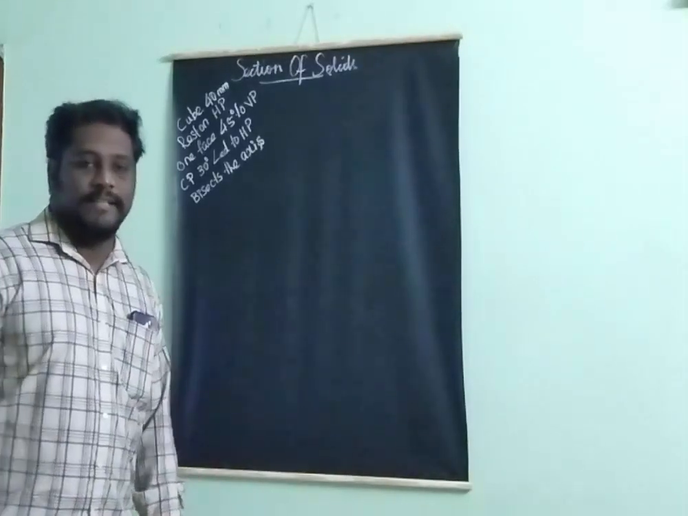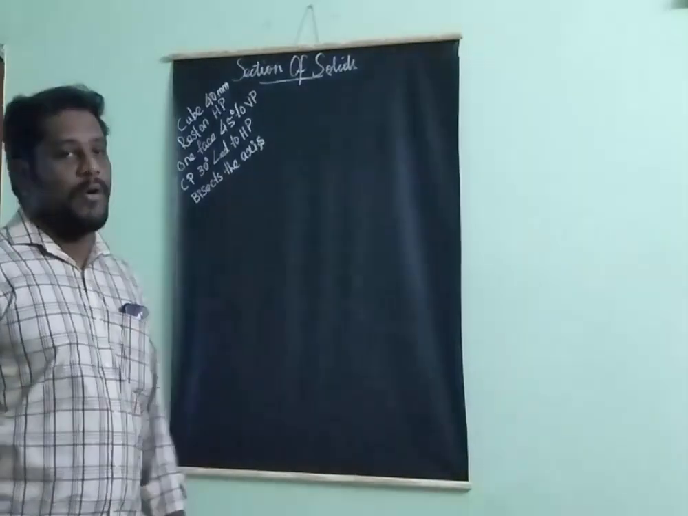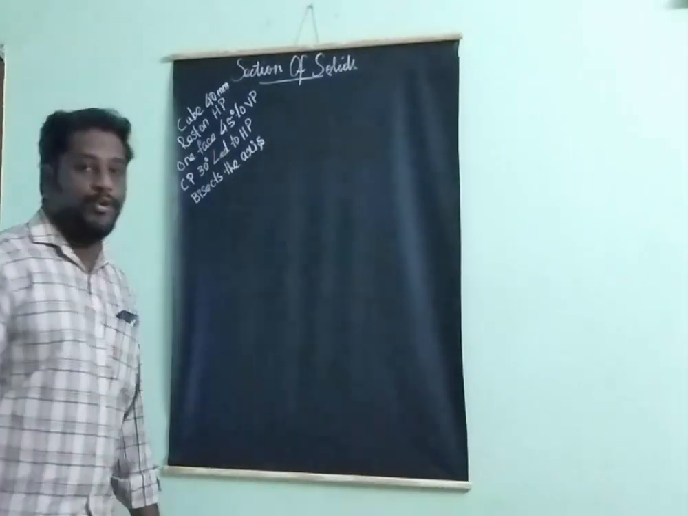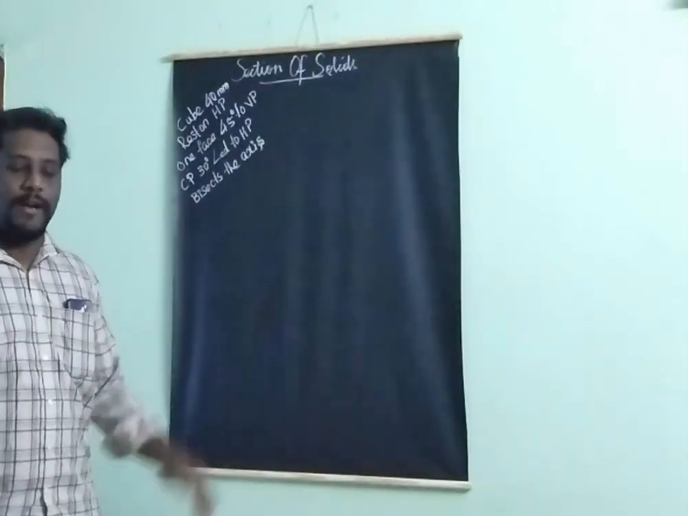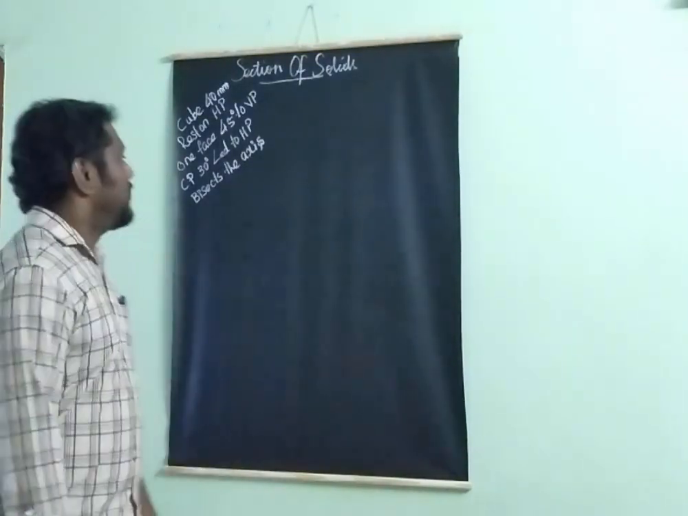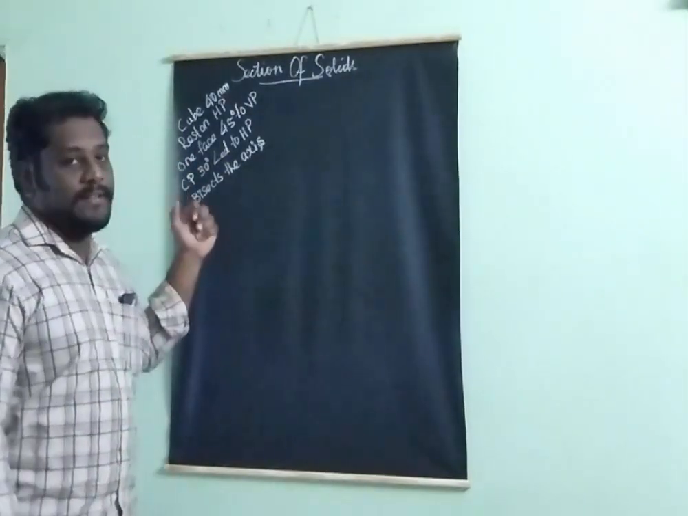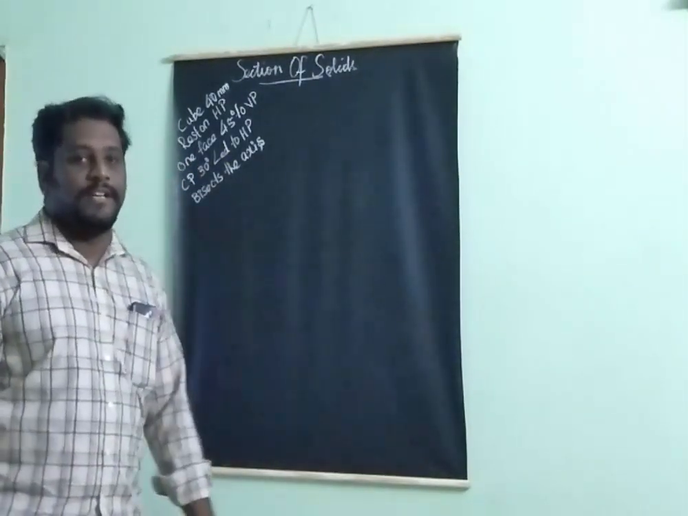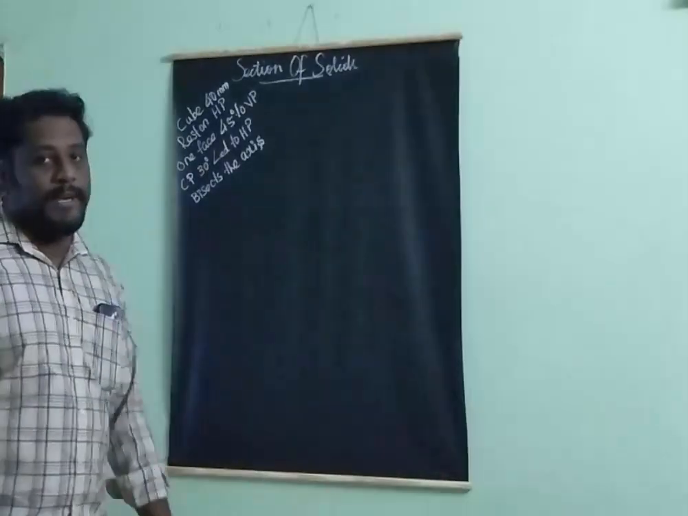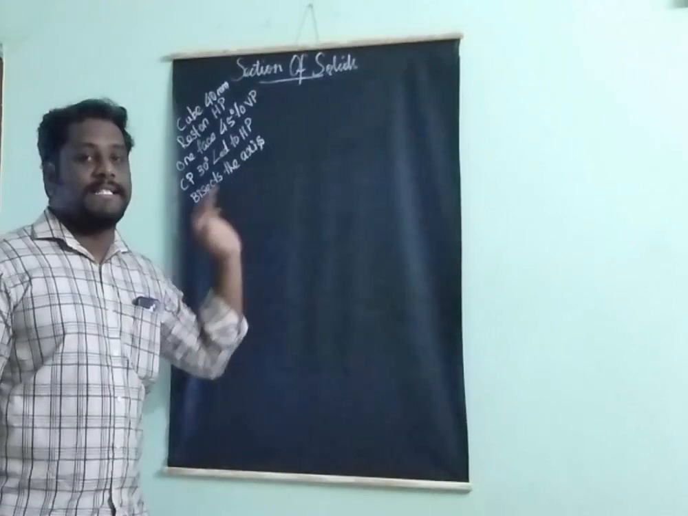Hi everyone, in this lecture we will solve a problem on section of solid. The problem given here is a cube of 40 mm. So a cube will have a 40 mm side and the axis will be 40 mm height. It rests on HP and the resting condition is given that one face is 45 degree to HP and the cutting plane is 30 degree inclined to the HP and it bisects the axis.